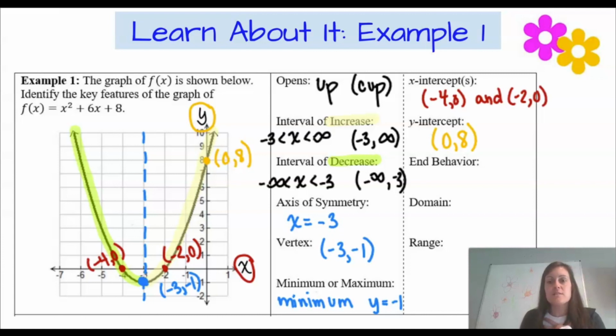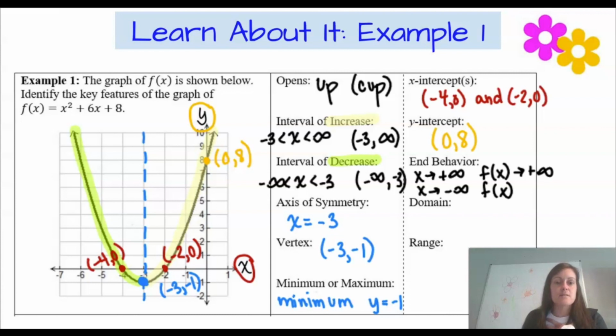End behavior is how we're going to describe what's happening at the end of the function. So I need to look at what's happening as x goes towards positive infinity and as x goes towards negative infinity. And I'm going to be looking to see what f of x does in both of those cases. So I'm going to trace my function as x gets really, really, really big. It looks like f of x is also going towards positive infinity. As x gets really, really, really small, my function is also going towards positive infinity.